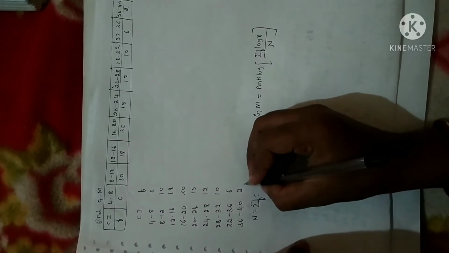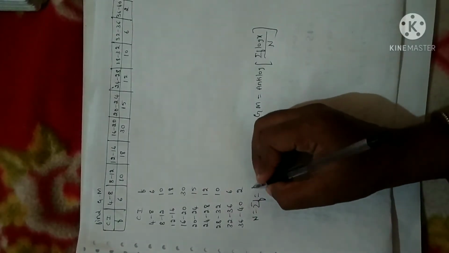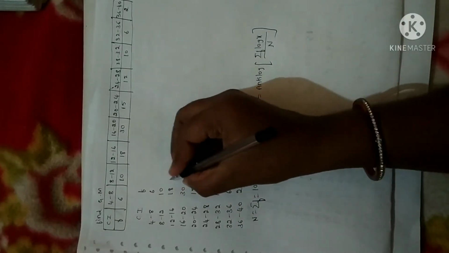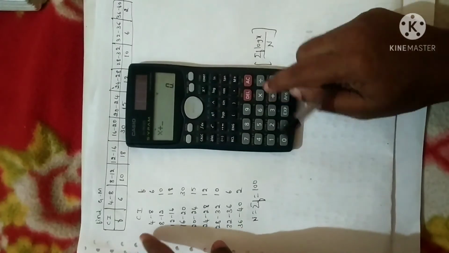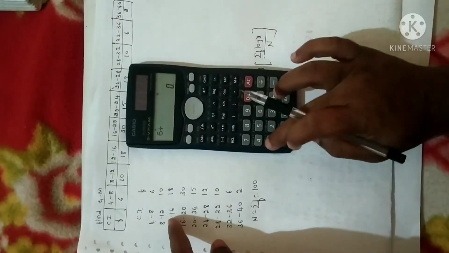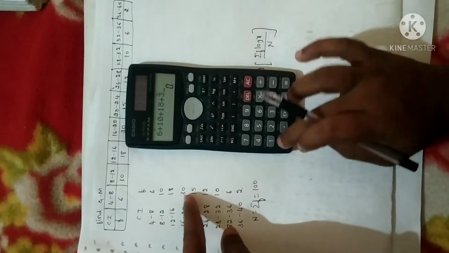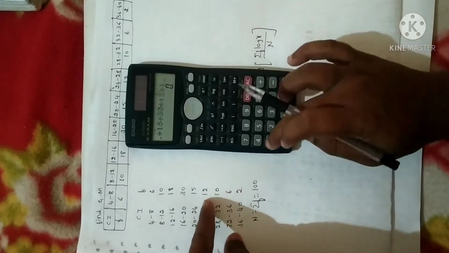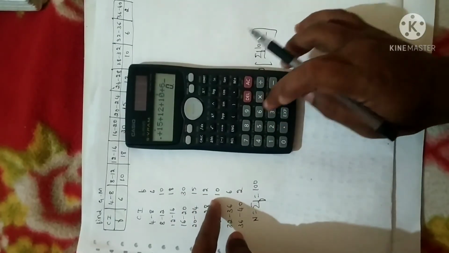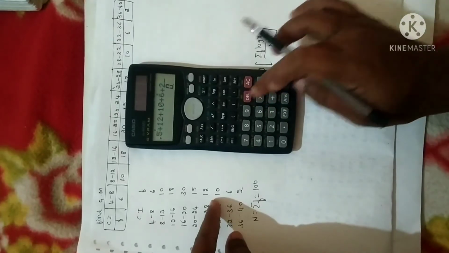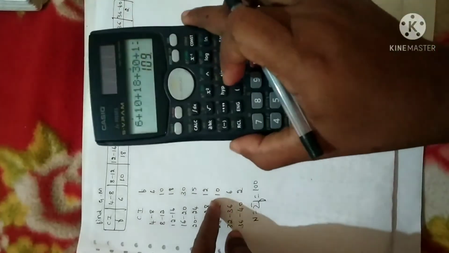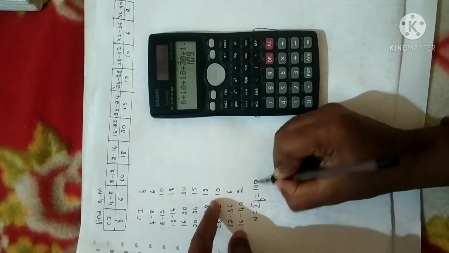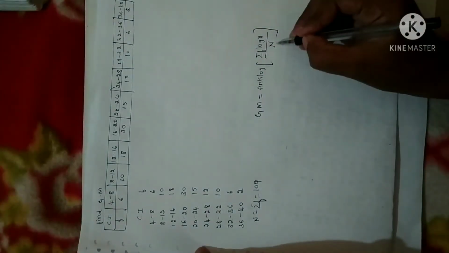So after adding all these values, let me cross check the values. 6 plus 10 plus 18 plus 30 plus 15 plus 12 plus 10 plus 6 plus 2. So that will give us 109. So sigma f is 109. Fine. I have obtained the value of N.